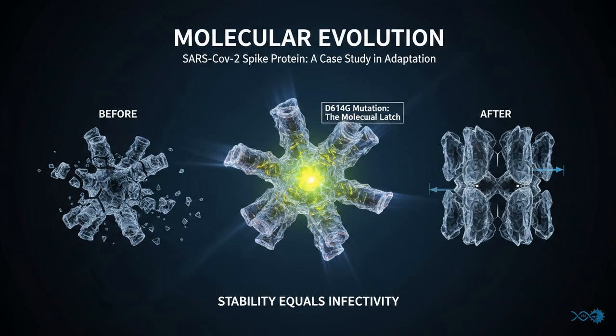We saw a terrifying example of this evolution in real time with SARS-CoV-2. Early in the pandemic, the dominant strain acquired a mutation called D614G. Structural biology revealed that the original Wuhan strain had a spike protein that was prone to falling apart even at cool temperatures. It was too unstable. The D614G mutation added a hydrogen bond that acted as a molecular latch. It prevented the spike from shedding prematurely. This made the virus more stable across a wider thermal range and, consequently, much more infectious.